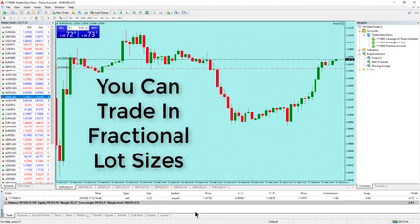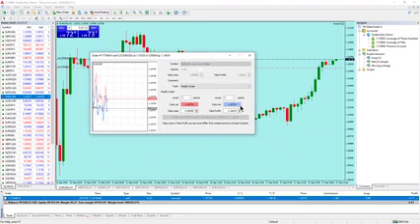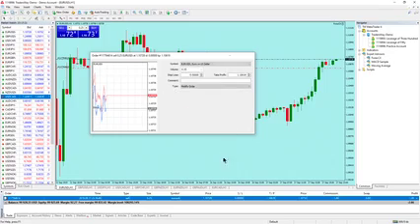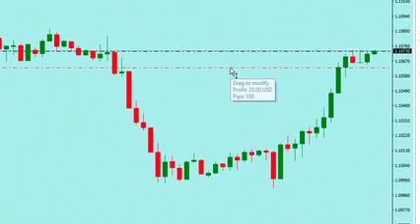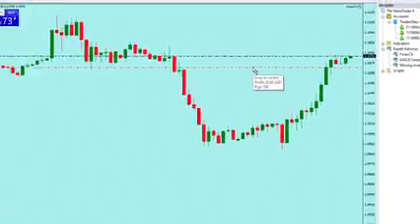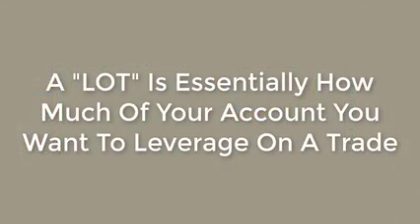Let me make sure that this is exactly 10 pips so you can see it here. So I need to go to 62.8. Let me just make sure. So what I'm trying to show you is that it's exactly 10 pips, right? So I put in a quarter lot trade. So instead of making $100 on that 10 pip move, I make $25. So you remember what I told you about your lot size. Your lot is essentially how much of your account you want to leverage on a trade. So you can pick any lot size you want within reason.